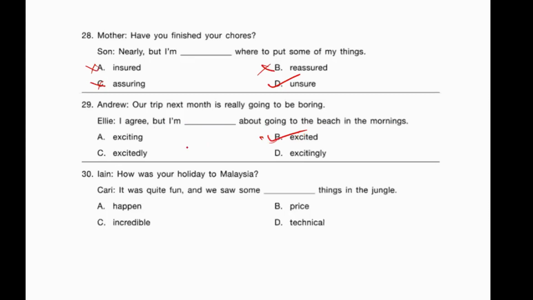Next, Diane: How was your holiday to Malaysia? Carrie: It was quite fun and we saw some dash things in the jungle. So, can we use this one? We saw some happen things? No. Price things? No. Incredible things? Yes. Incredible means something really surprising, unbelievable. And technical things, we can't find in the jungle. So the correct answer is incredible. It was quite fun and we saw some incredible things in the jungle.